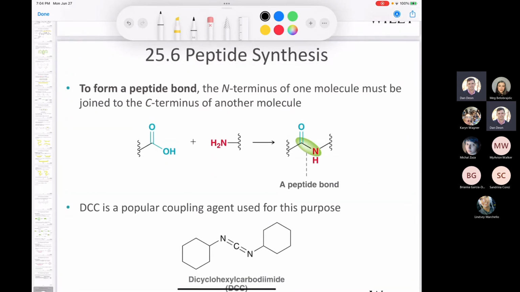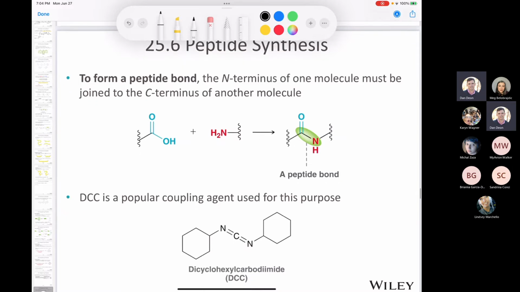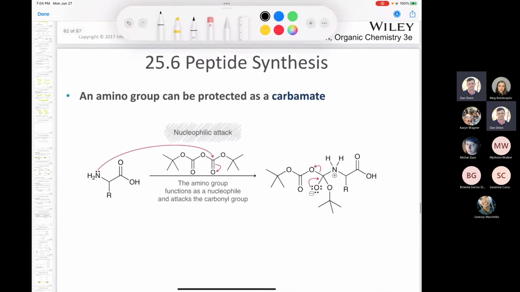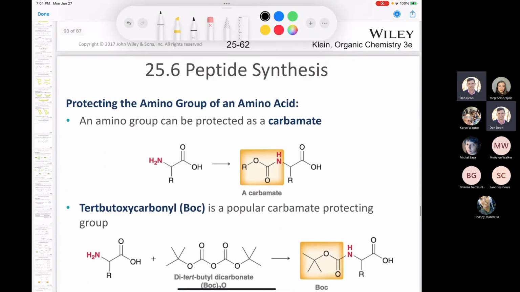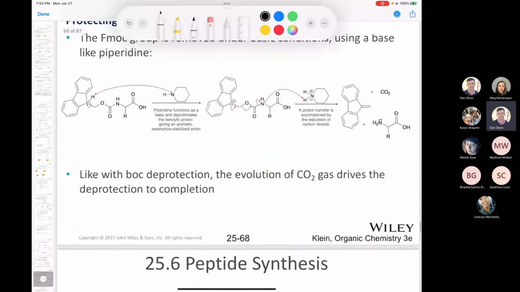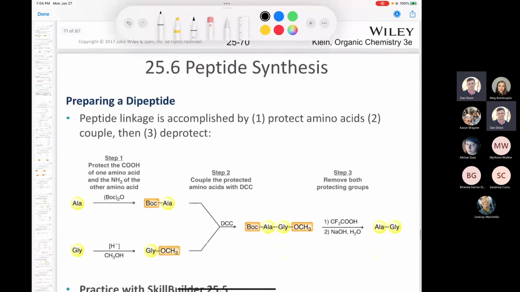Then we get into peptide synthesis, a huge area of organic chemistry. Making peptide bonds is big money. There's lots of ways to make peptide bonds. I'll show you a few. And then once we do that, we'll look at peptide synthesis in more detail. We'll look at protecting groups. And once we get through that, we look at the Merrifield synthesis.